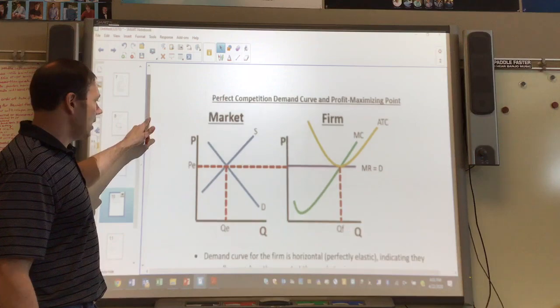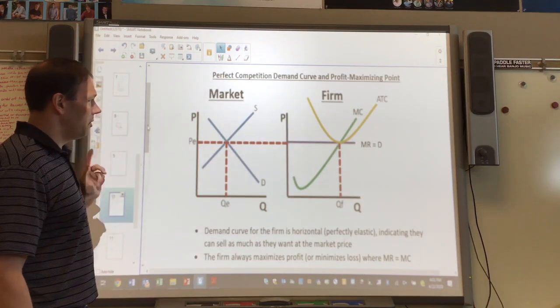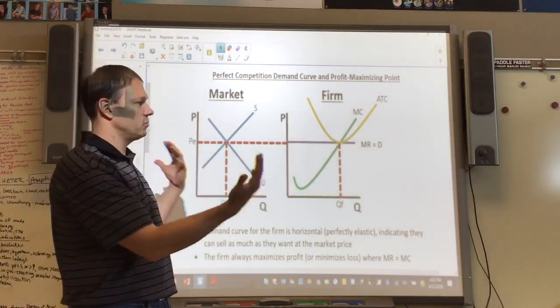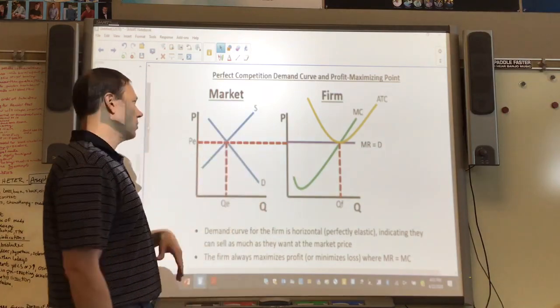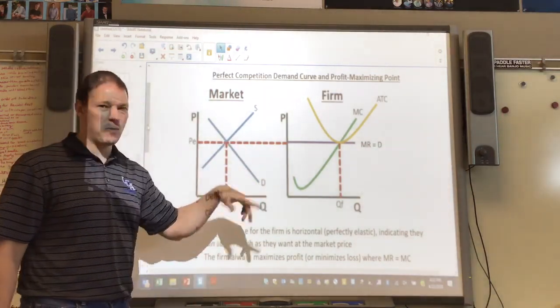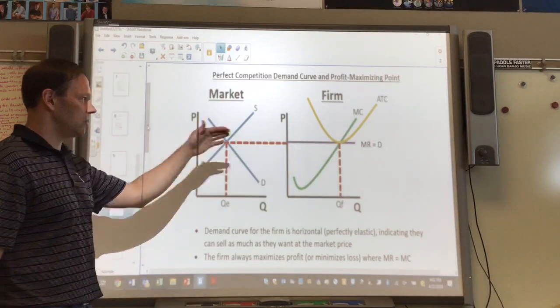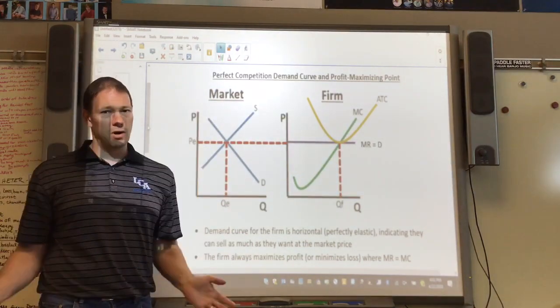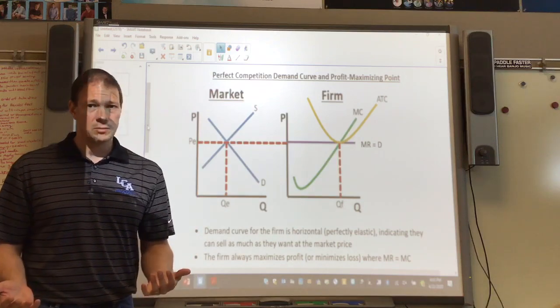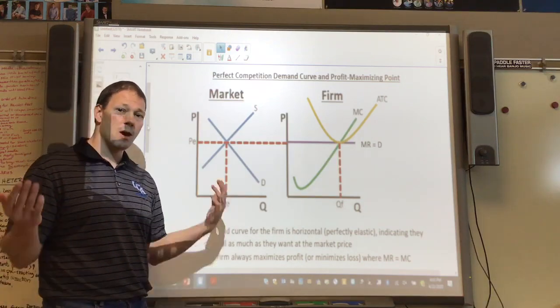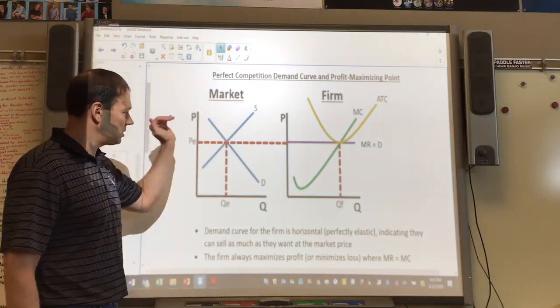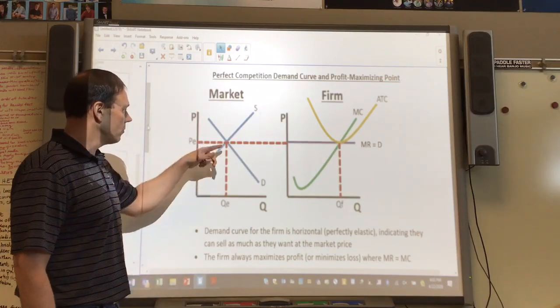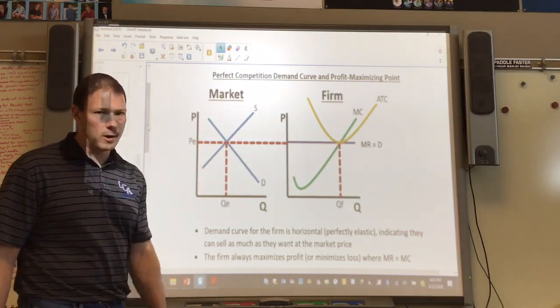So that creates our horizontal or perfectly elastic demand curve. This is where we do our side-by-side graphs, right? It doesn't matter which side you put them on. I always like the market on the left. I think it's easier to extrapolate over, but bottom line is, in our potato market, this is the total market for potatoes, you have a normal looking supply and demand graph. Like any other supply and demand graph that we've done, you have your upward sloping supply, your downward sloping demand, creating our equilibrium price and quantity, right?